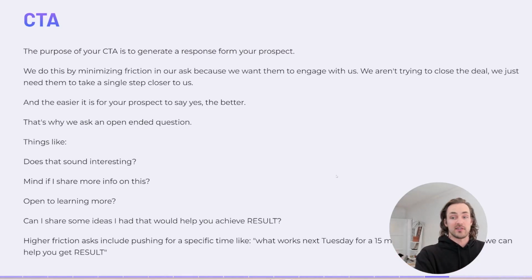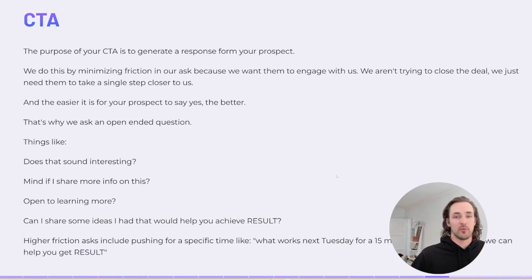Now we have calls to action, right? So the purpose of your call to action is to generate a response from your prospect. We do this by minimizing the friction in our ask because we want them to engage with us. We're not trying to close a deal right in the email. We're just asking them to take a step closer to us, right? So the easier it is for your prospect to say yes, the better.